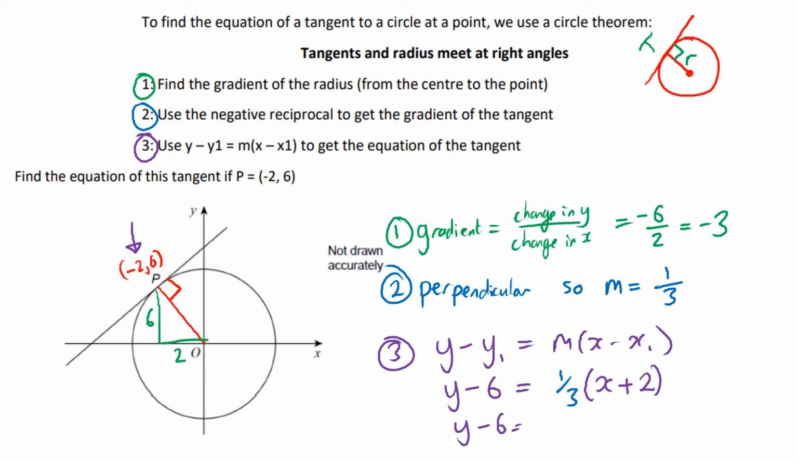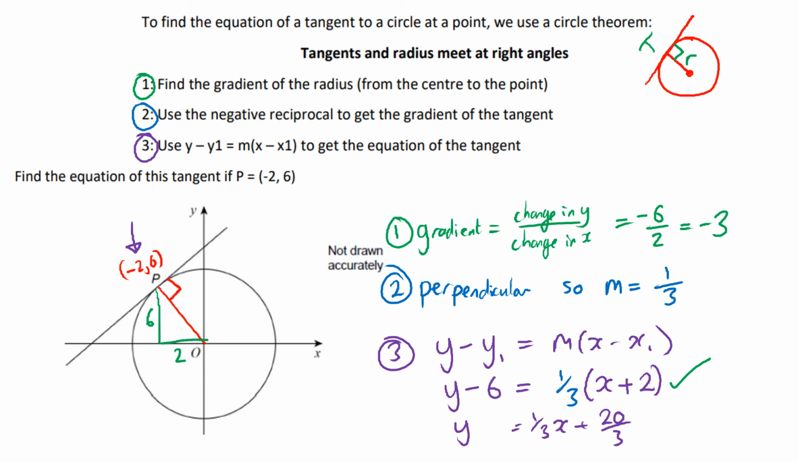And then we could expand it, and if we really wanted, we could add that 6 across to the other side. And if we really wanted, we could simplify that to be, instead of 2 thirds plus 6, it could be 20 thirds. But you don't actually have to. If it just says find the equation of the tangent, this is enough. It's just if it says give it in the form y equals. So that's the general idea.